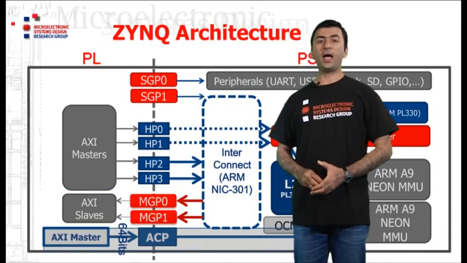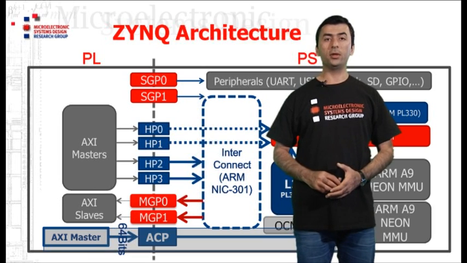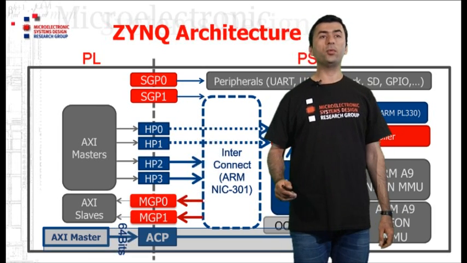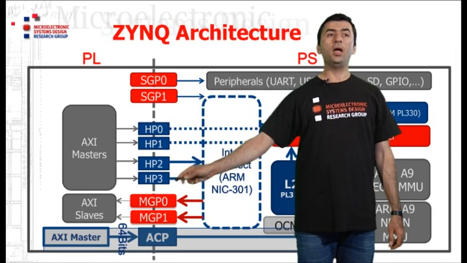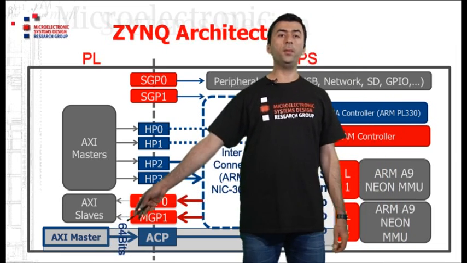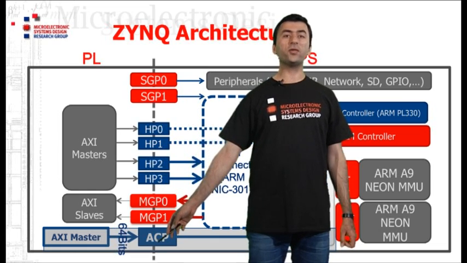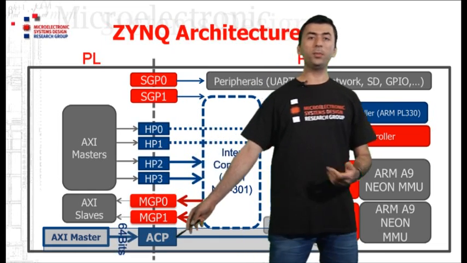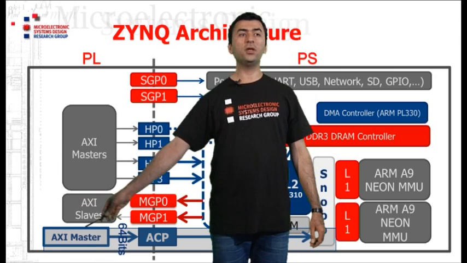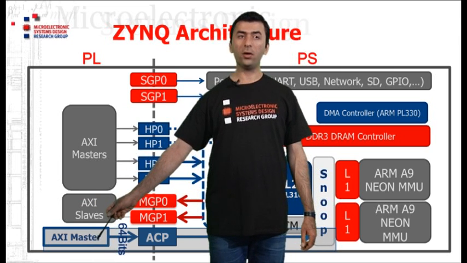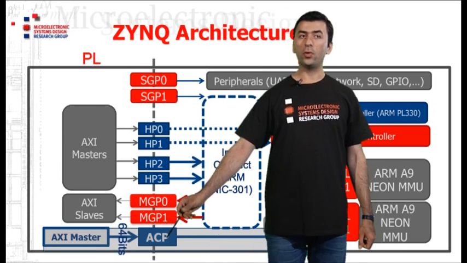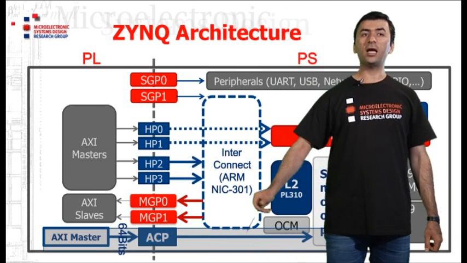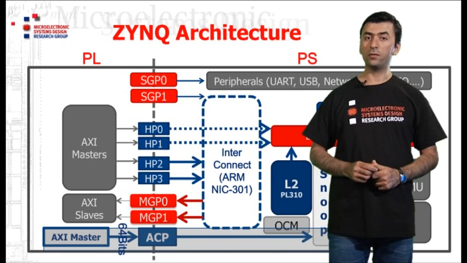Next, we have the accelerator coherency port. The accelerator coherency port is very similar to the HP ports. The width is 64 bits. It is an AXI slave port for the PS, and thus we need to develop AXI master plugs and connect them to this ACP port so that we can initiate read and write transactions to the PS.